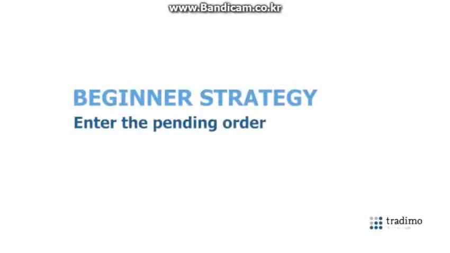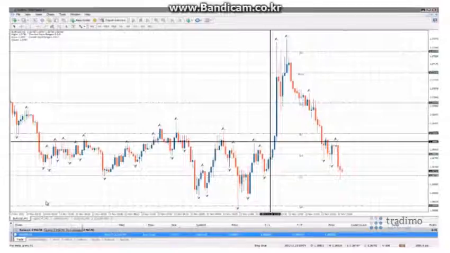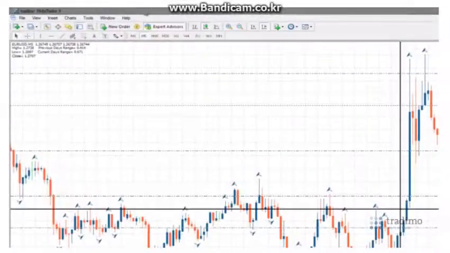Beginner strategy. Enter the pending order. We are starting with a $5,000 account, and so when we enter how much we want to trade in the volume field, we will base the amount entered on this figure. We can now enter our pending order into our trading platform.